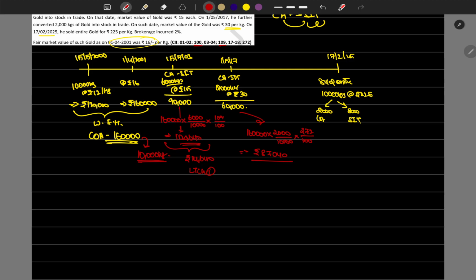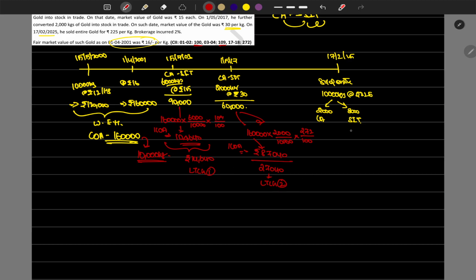So this is the indexed cost of acquisition, ICOA. This is also ICOA. When we compare these two, the value we get is 27,040 as LTCG2. LTCG2, guys, right? So that's it. We have found out LTCG1 and LTCG2.